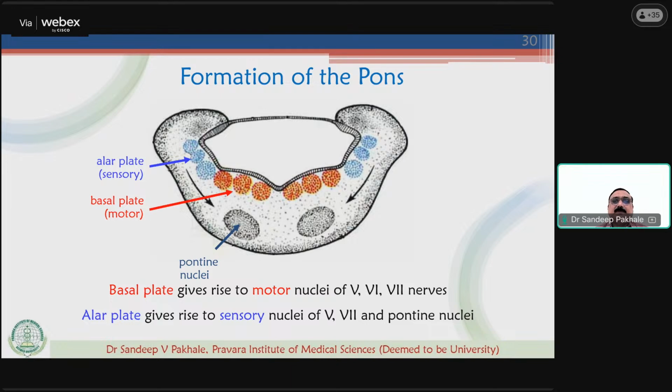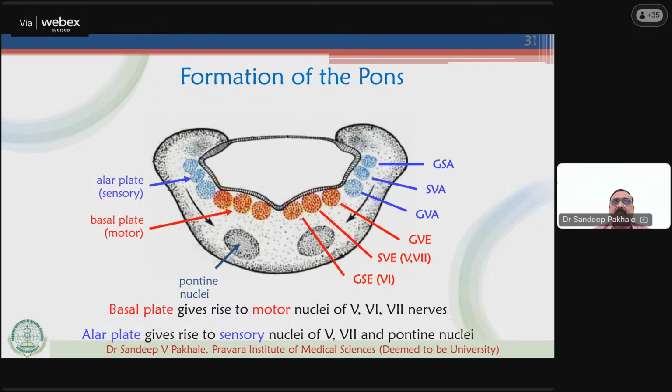In the pons, the basal plate forms the motor nuclei, including those of the trigeminal, abducens, and facial nerves. The alar plate forms the sensory nuclei, particularly for trigeminal and facial components, and also gives rise to the pontine nuclei, which are important relay centers. So the basic rule still holds: basal is motor and alar is sensory, with the added contribution of the pontine nuclei from the alar plate.